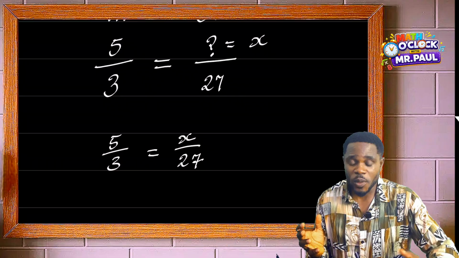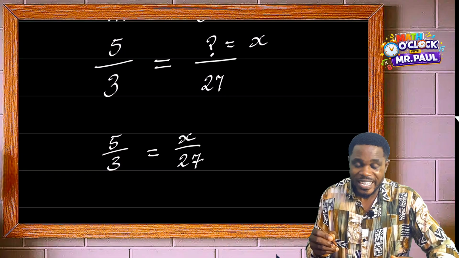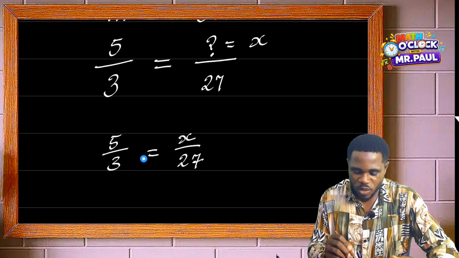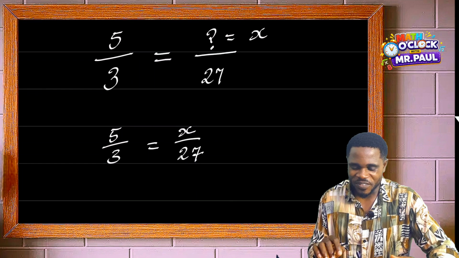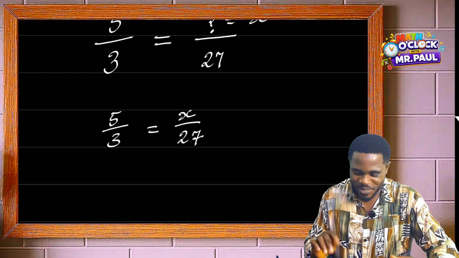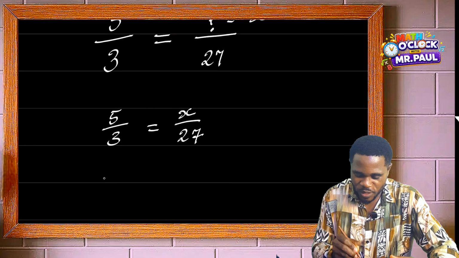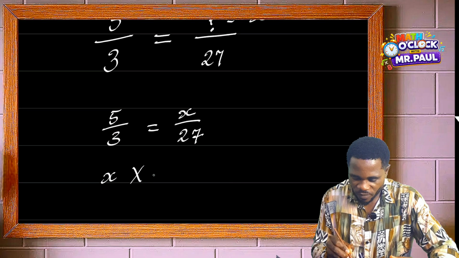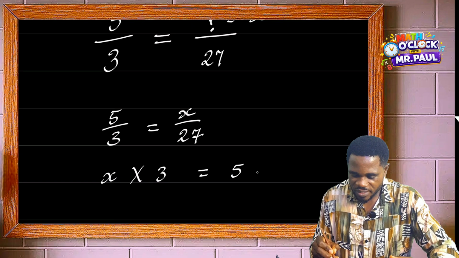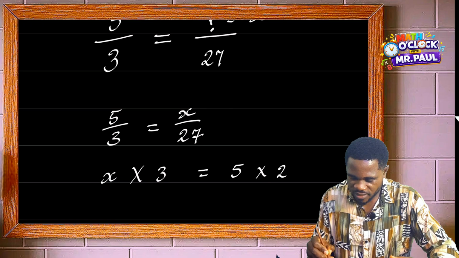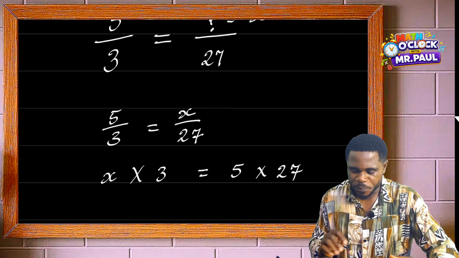Now you go ahead and solve. All you just need to do is to cross multiply. This X is going to multiply 3 and this 5 is going to multiply 27. You cross multiply and your job is 75% done. So let's cross multiply. So this is going to be X times 3 is equal to 5 times 27. Beautiful, you are following.